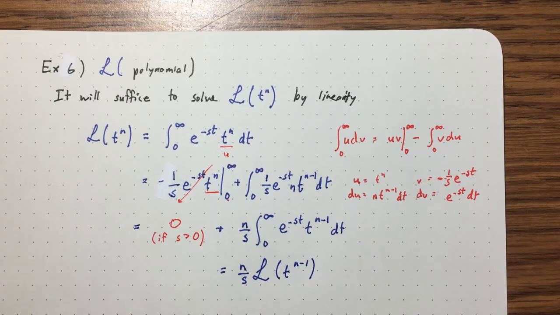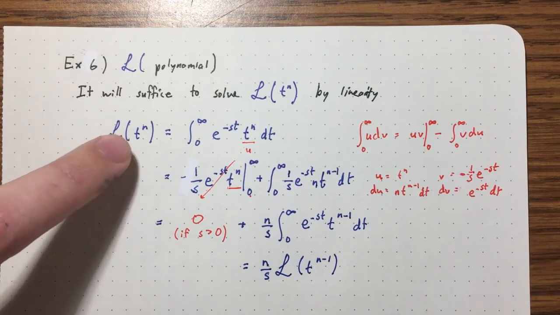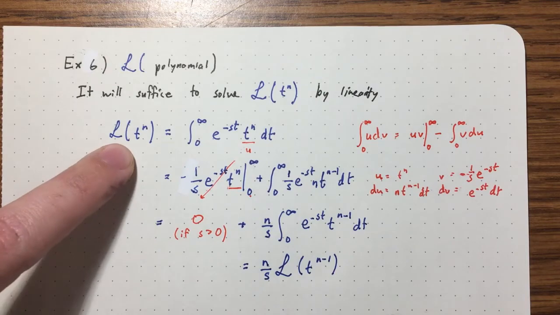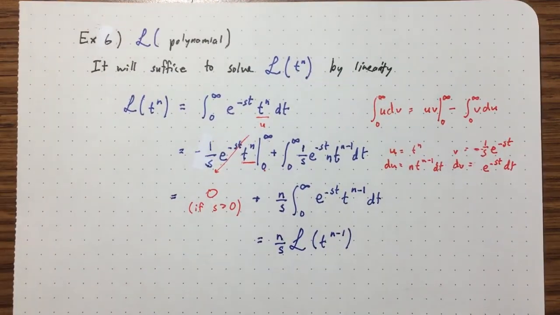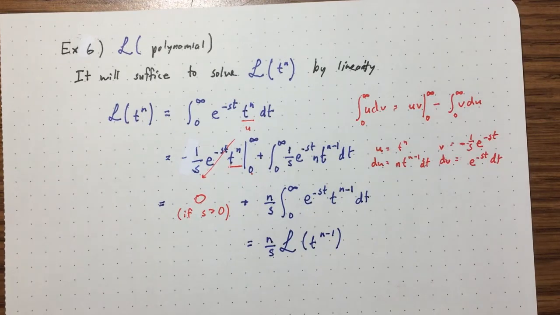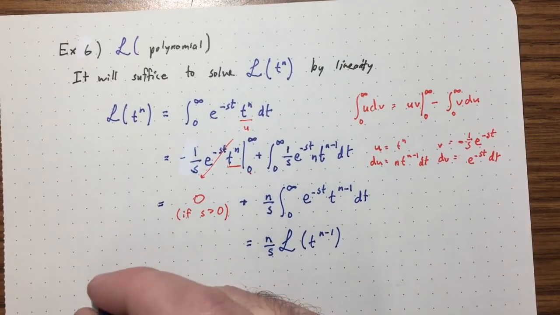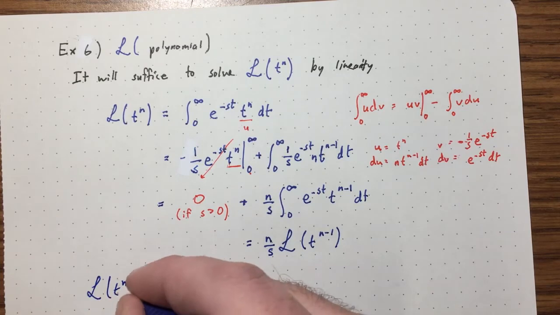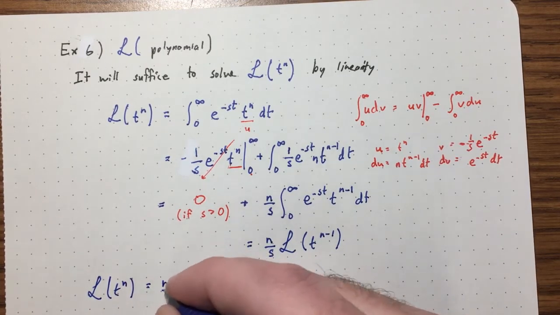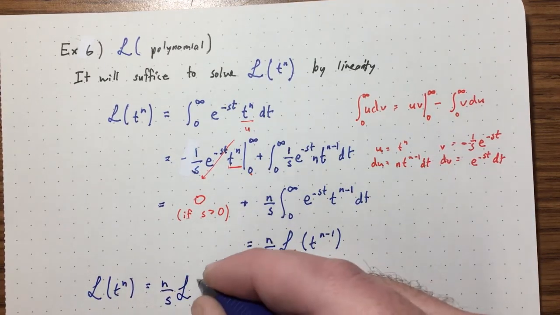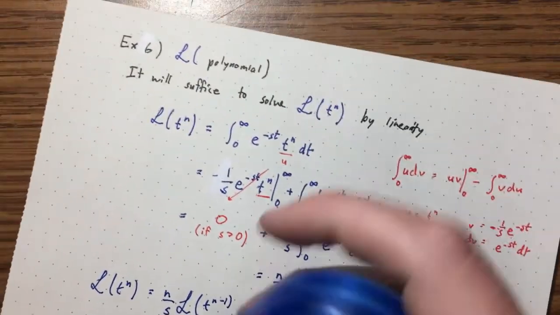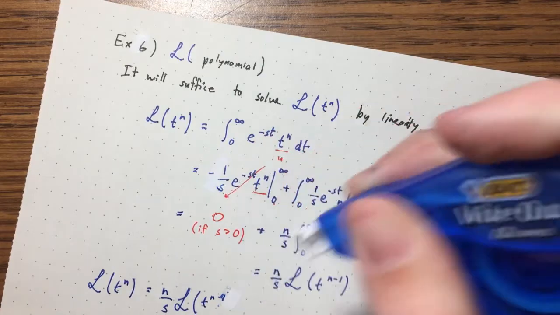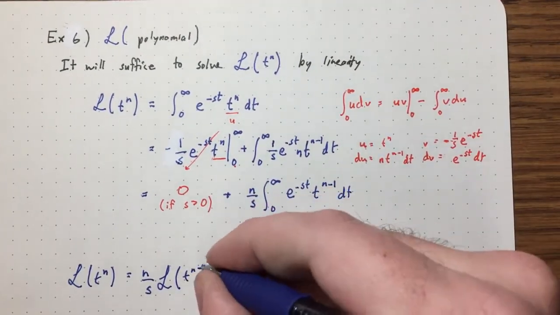So this is really cool. What we just did is we showed that the Laplace transform of t to the n is n over s times the Laplace transform of t to the n minus 1. Similarly, let's write that actually. Laplace transform of t to the n is n over s times the Laplace transform of t to the n minus 1.